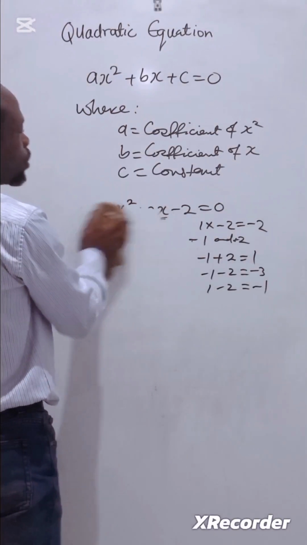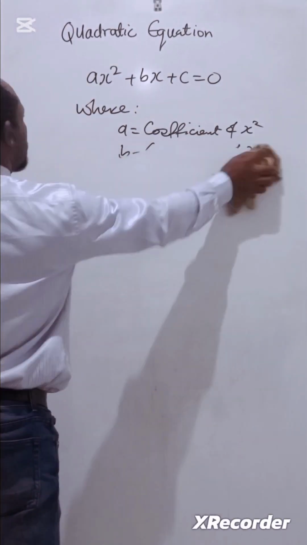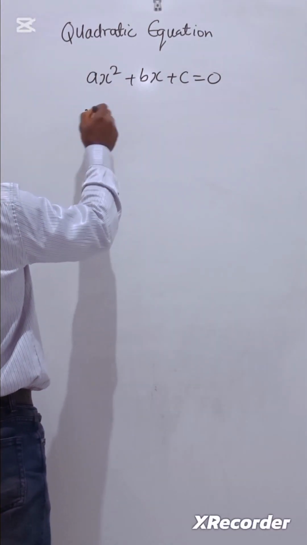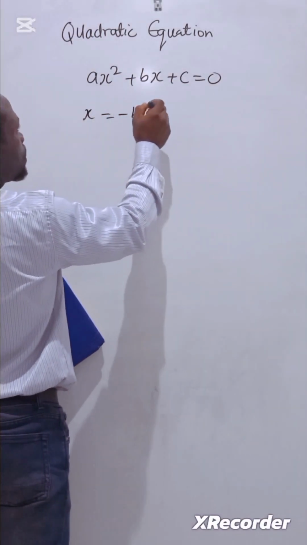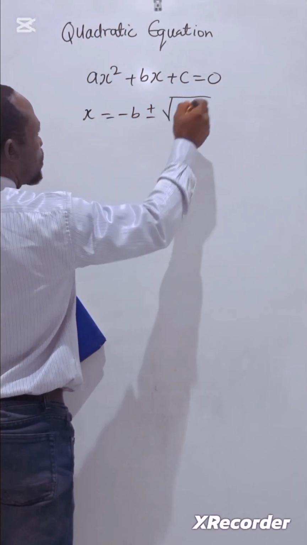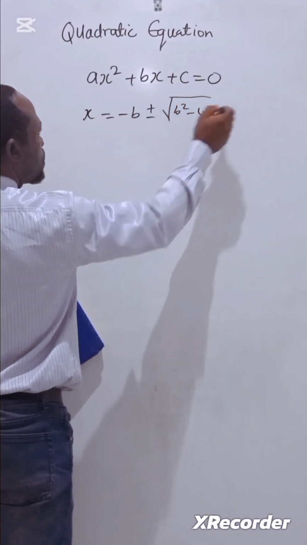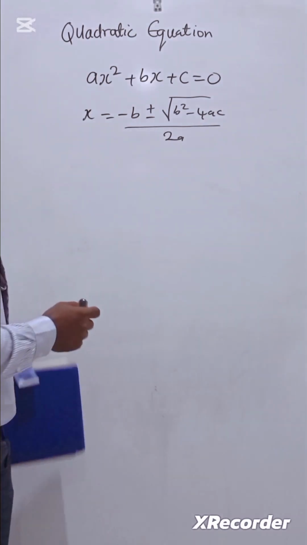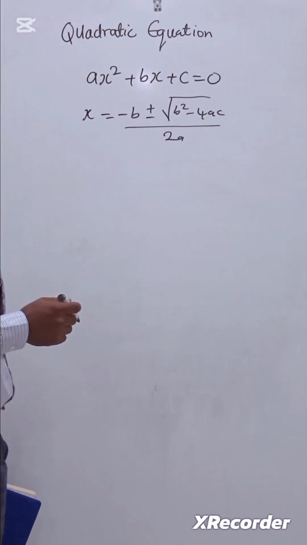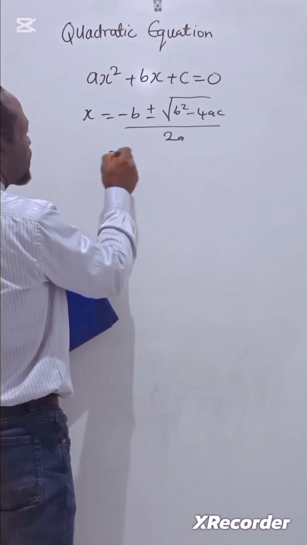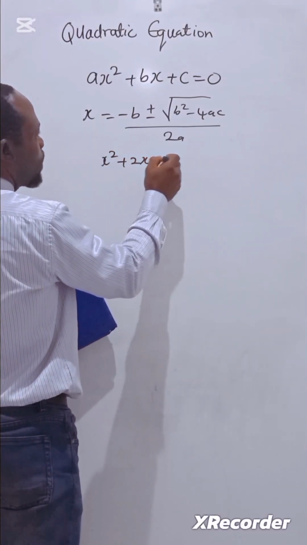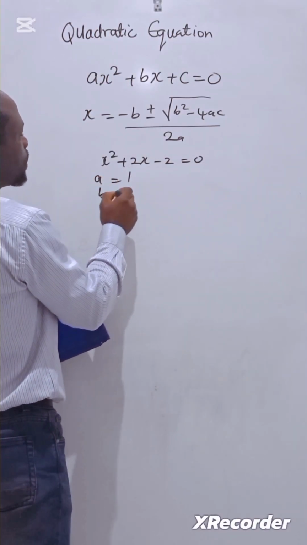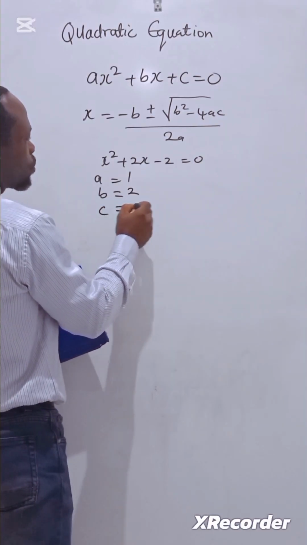So in this case, we use the quadratic equation formula, which is x is equal to minus b plus or minus the square root of b squared minus 4ac all over 2a. We use this formula to look for the value of x. So in that scenario where x squared plus 2x minus 2 is equal to 0, the value of a is equal to 1, the value of b is equal to 2, the value of c is equal to minus 2.